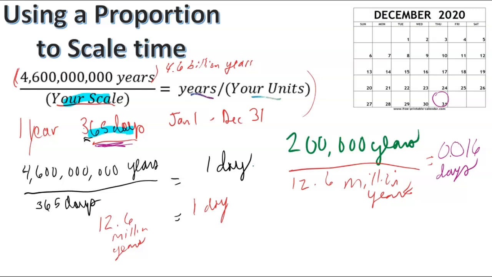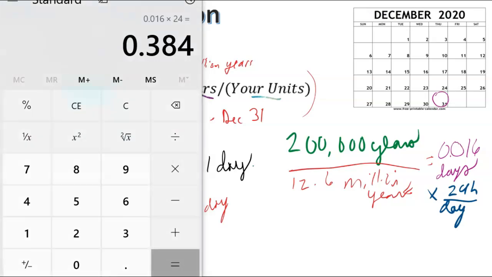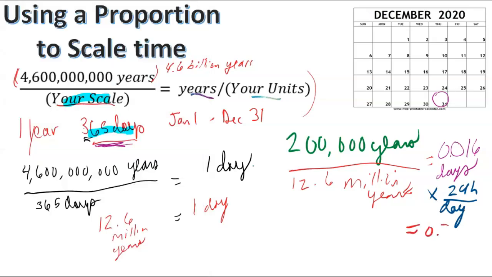So we can further look at this if we really wanted to, and which we'll do. To take this even further, then you're taking it down to how many hours, right? So we know that there's 24 hours in a day. So we're going to multiply this by 24 hours per day. Pull up our calculator again. So it was 0.016 multiplied by 24, and I get 0.384. So let's just use 0.38. And my units on that would be hours.